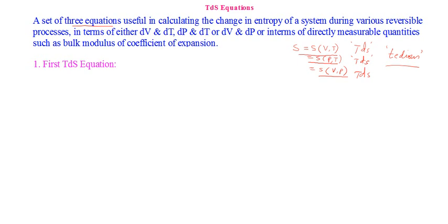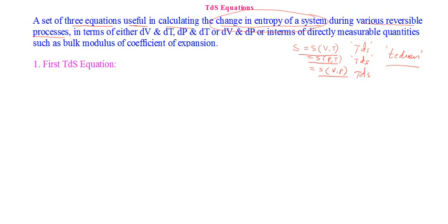So what is the use of that? It is useful in calculating the change in entropy of a system during various reversible processes. Be careful about this one. The reason why TdS equations were derived is that they enable us to calculate the change in entropy of a system.